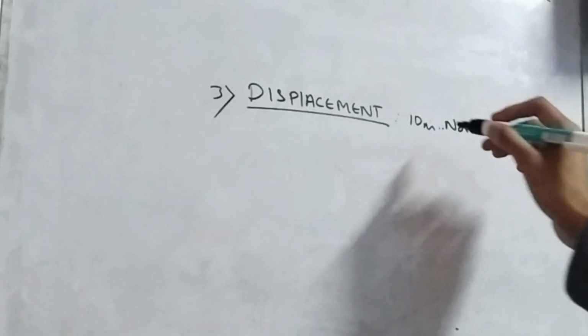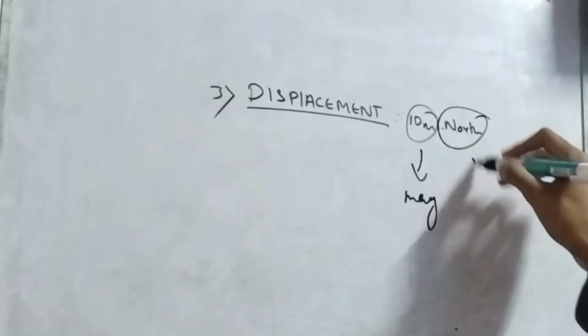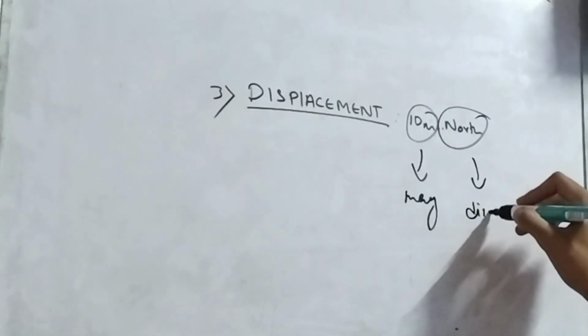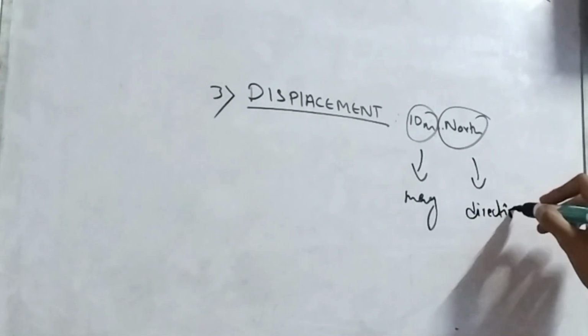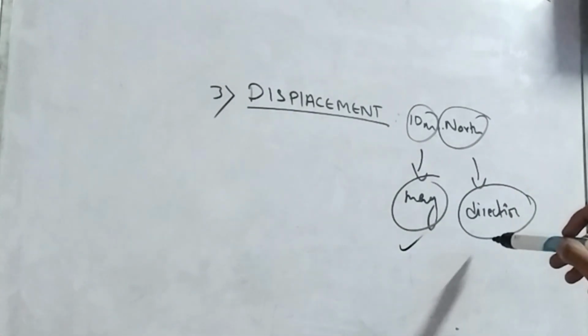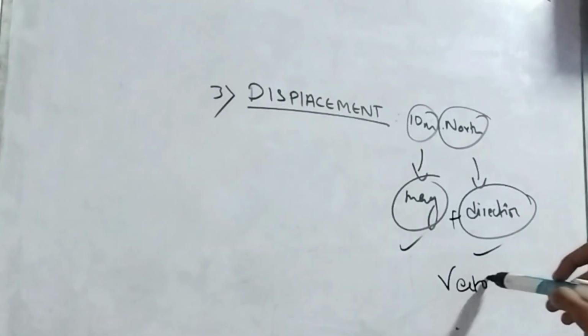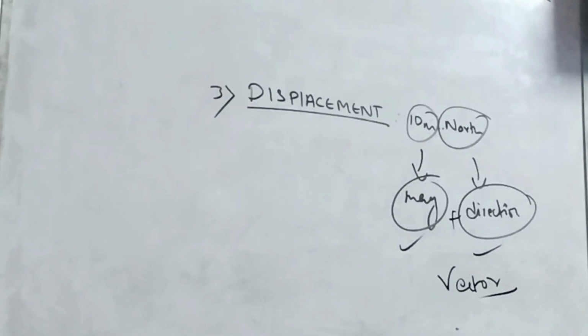And you all know this is the magnitude and this is the direction. So a vector should have two qualities. Number one is magnitude plus direction. So it is a vector. So this is the example 3.